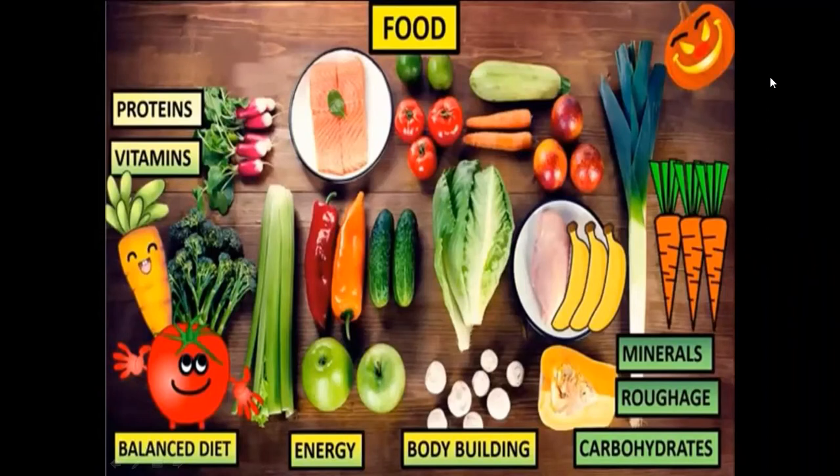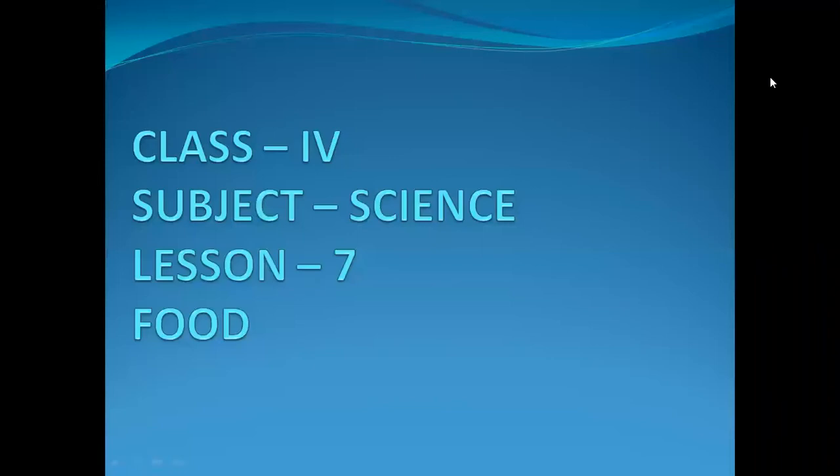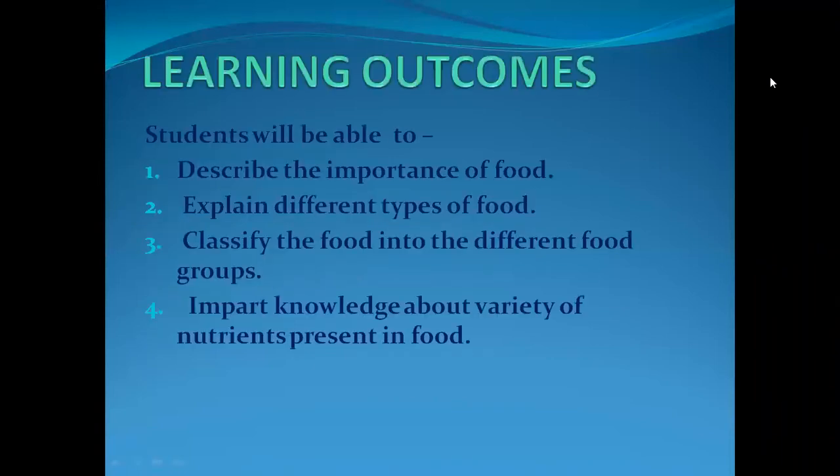Today, we will start with lesson number 7, Food. These are the learning outcomes of the lesson. Students will be able to describe the importance of food, explain different types of food, classify the food into different food groups, and impart knowledge about the variety of nutrients present in food.